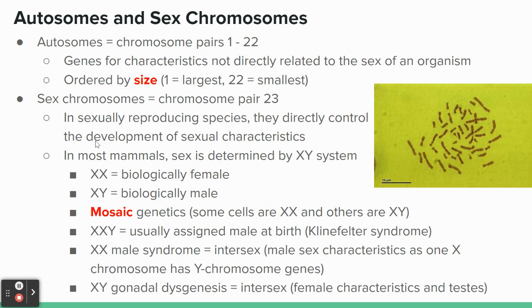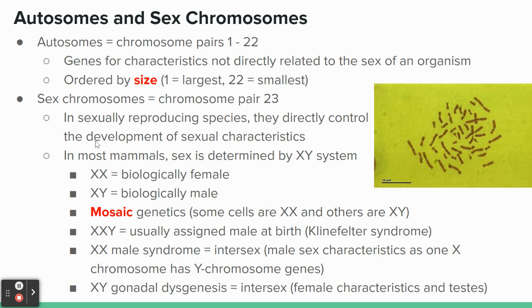Now, sex chromosomes is the last pair. It's pair 23. In sexually reproducing species like humans, they directly control the development of sexual characteristics. In most mammals, sex is determined by the XY system. XX is biologically female, XY is biologically male. That's generally what we go for.